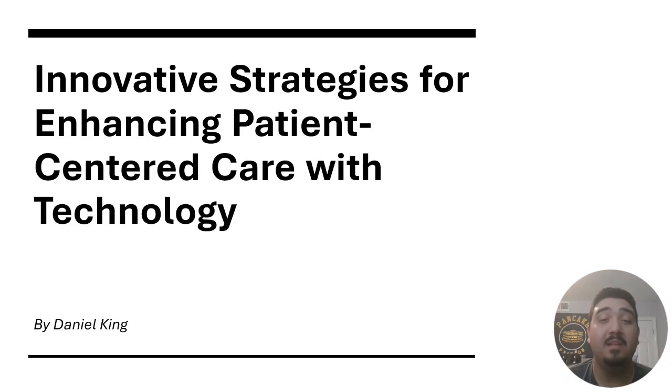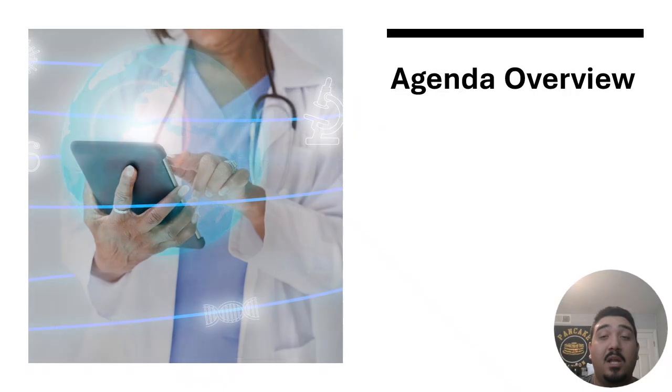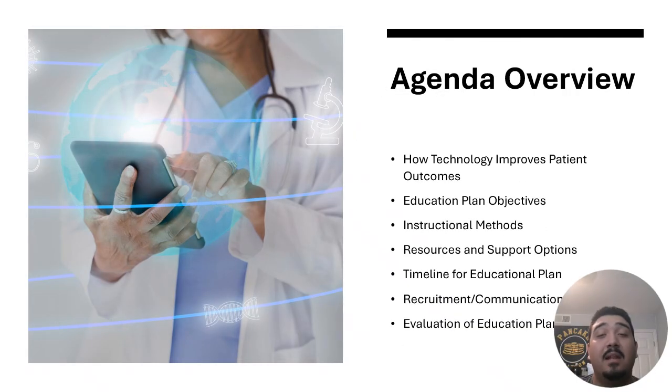My name is Daniel King, and today I will be discussing with you our new educational plan to utilize technology to enhance patient care. I will cover 7 main areas, explaining how technology improves patient outcomes, objectives for the education plan, instructional methods, resources and support options, the timeline for the educational plan, recruitment communication and contingency plan, and finally, I will discuss how the education plan will be evaluated.